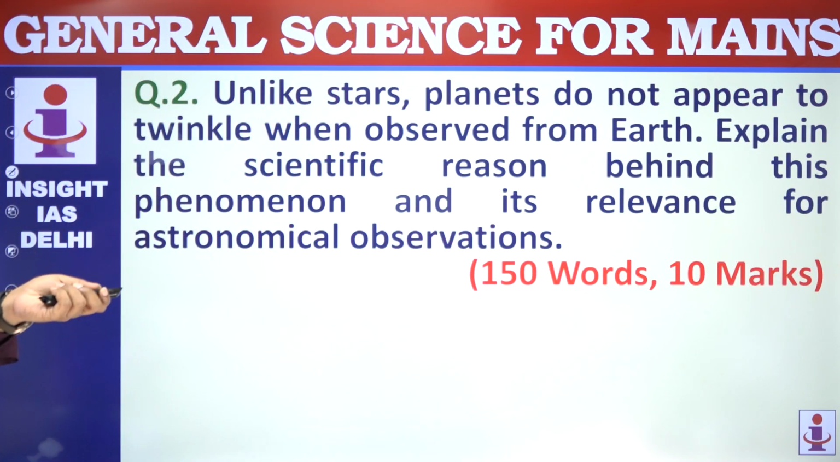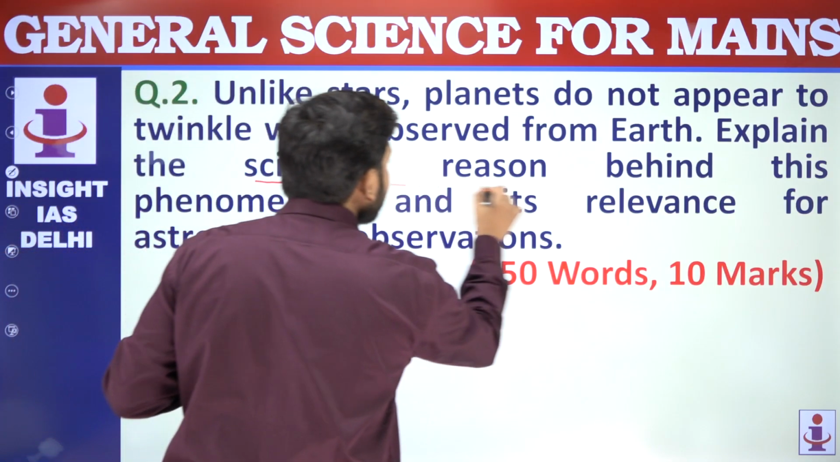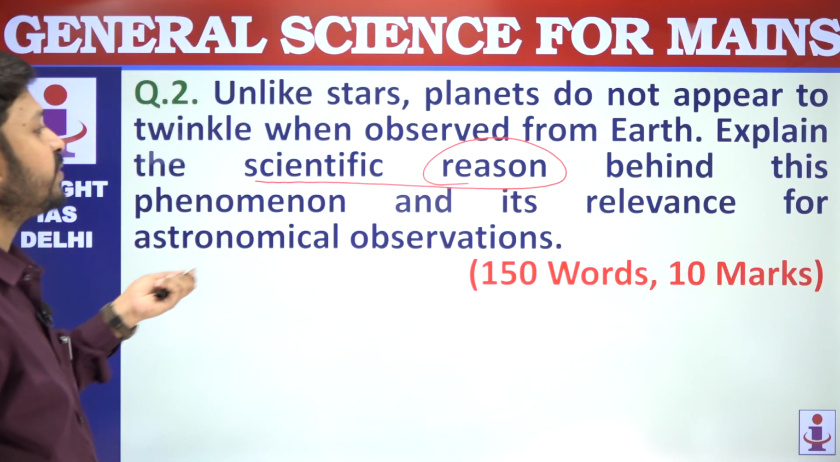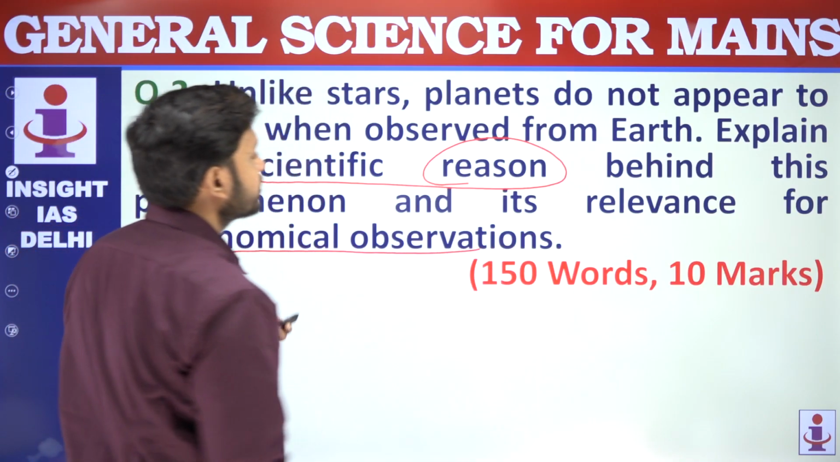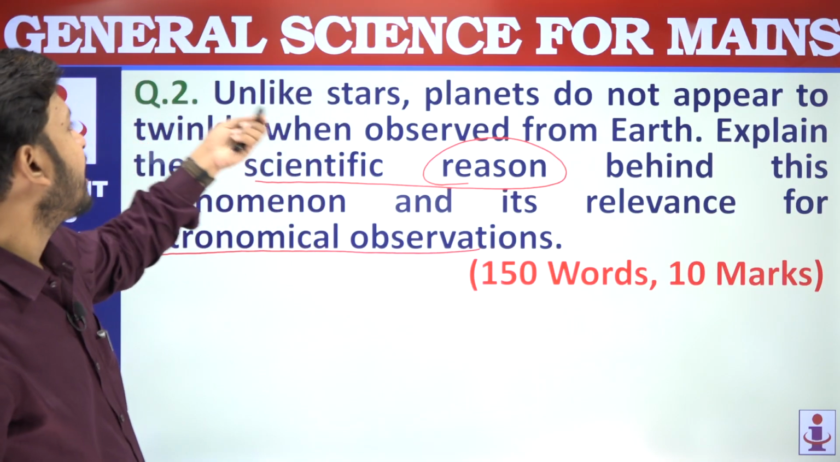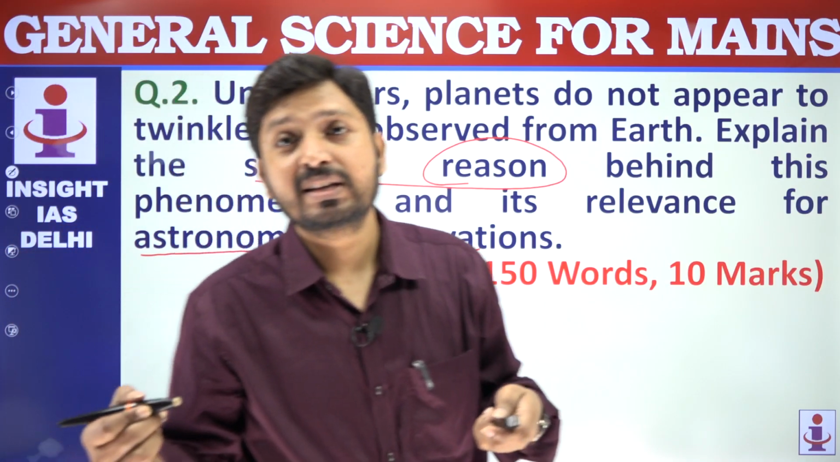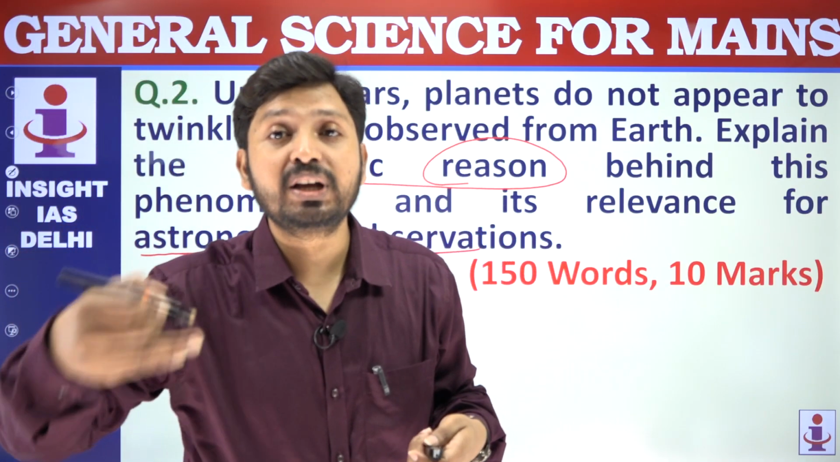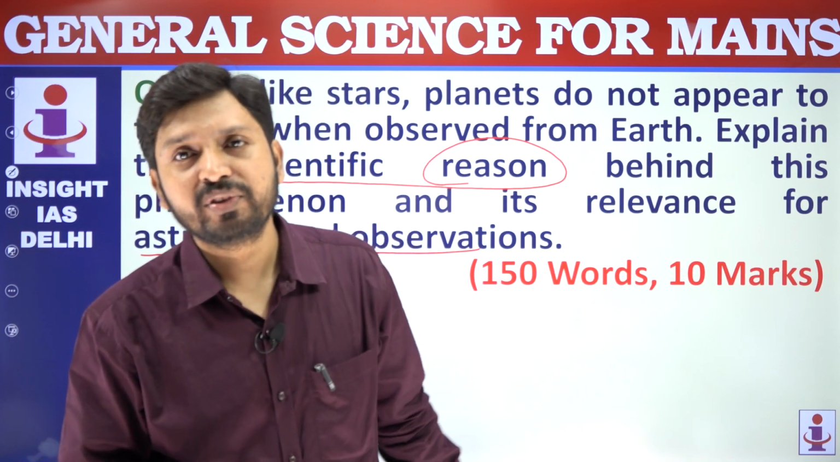So unlike stars, planets do not appear to twinkle when observed from Earth. Explain the scientific reason. Okay, they're asking to explain the scientific reason behind this phenomenon and its relevance from astronomical observations. So this is one part, this is another part, and they're asking why planets do not twinkle and why stars twinkle. Okay, this is the question we need to address.